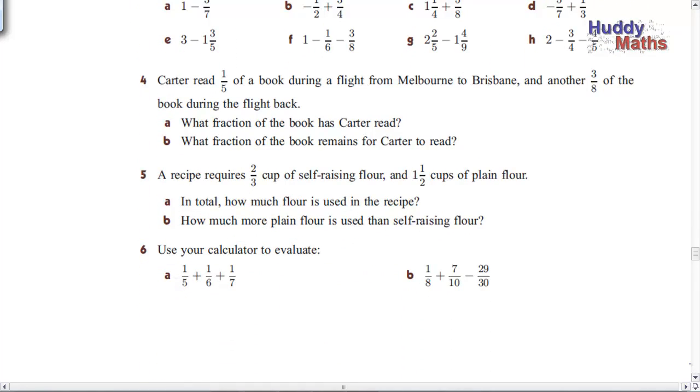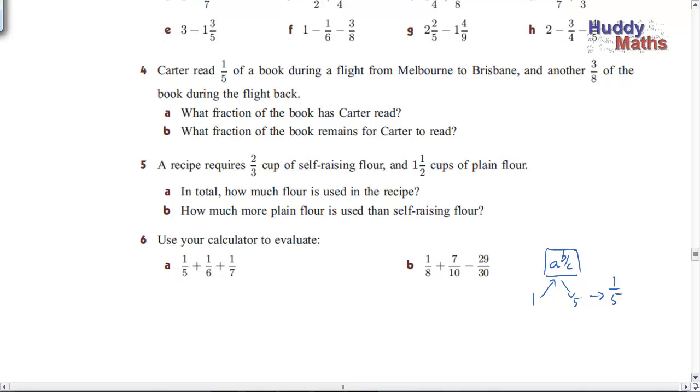Forgot that. Okay, and you can check it on the calculator as well. There's a fraction button on most calculators, a b over c, that one. Play around with that and you will find a way of doing it. 1 fraction key 5 will give you 1/5 in run mode on most calculators. All right, let's go now and have a look at the answers.